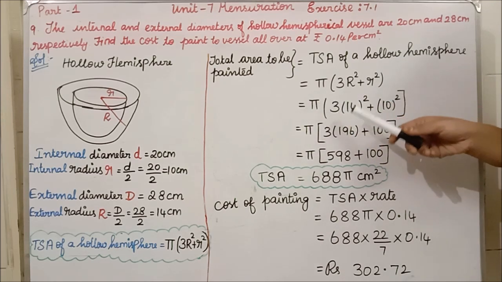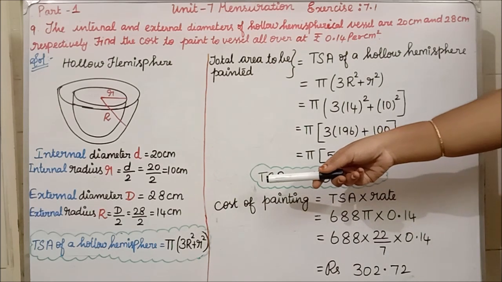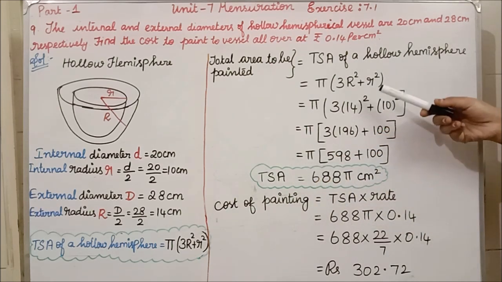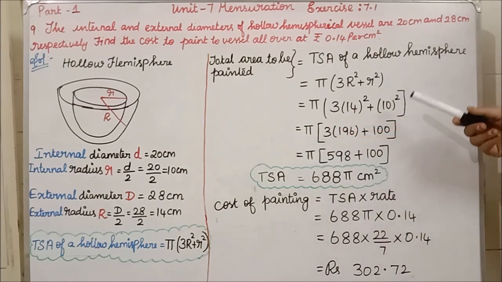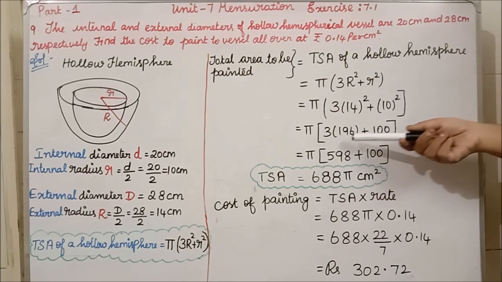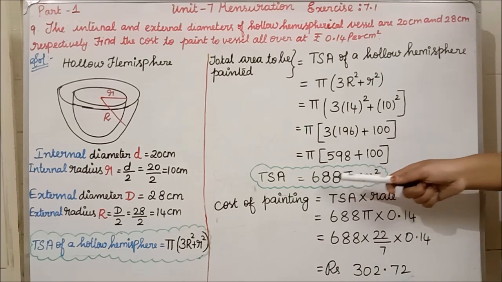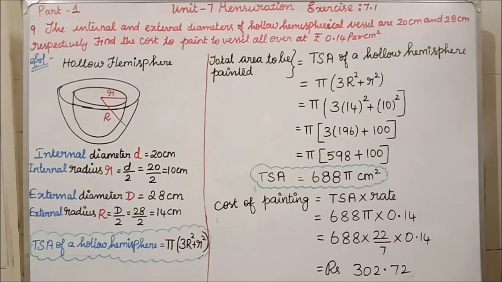Equal to pi into 3 into what is capital R we are having? Capital R value is 14. So 14 square plus what is small r value we are having? 10. So 10 square. Clear? So pi into 3 into 14 into 14, if you multiply, 196. 10 into 10 is 100. So 3 into 196 is 588 plus 100 is 688 pi centimeter square. Clear? Now if you need, here also you can substitute the pi value.